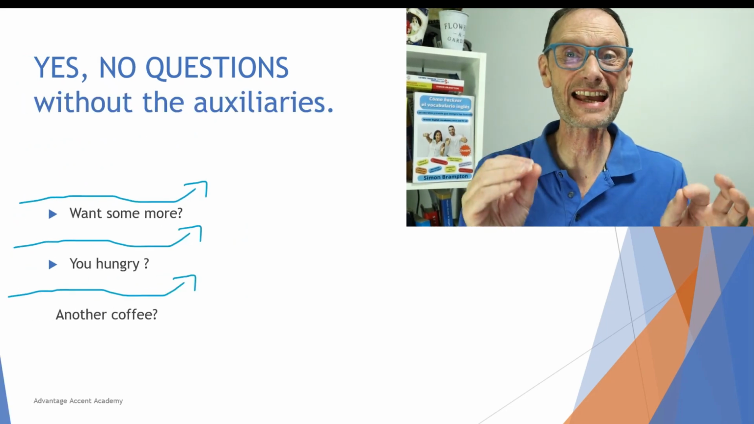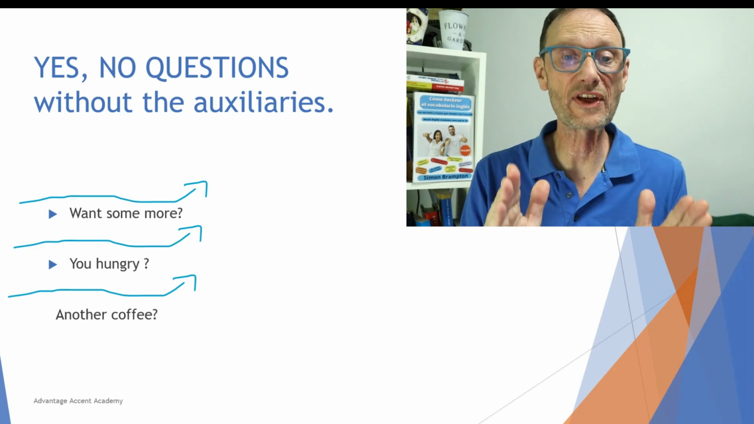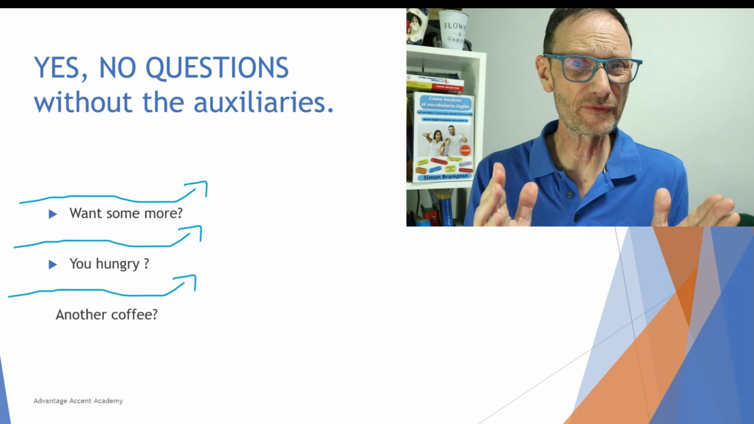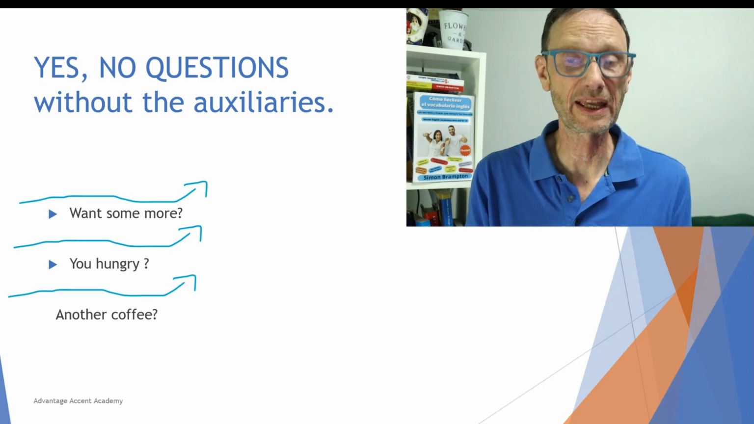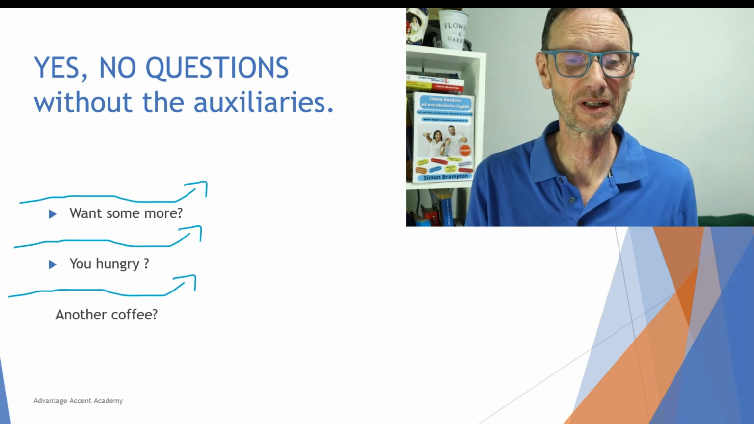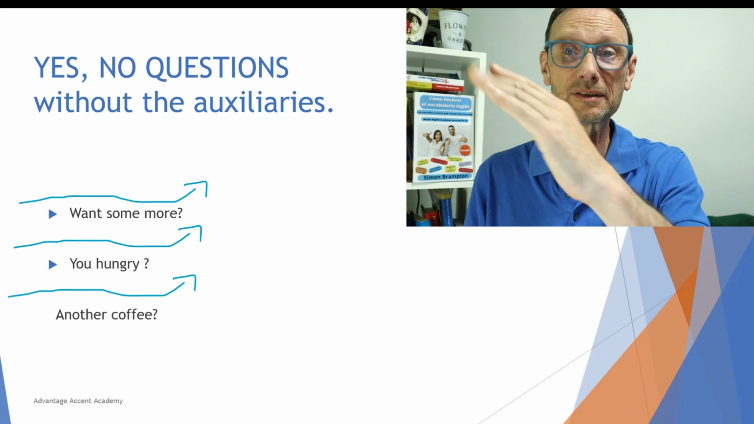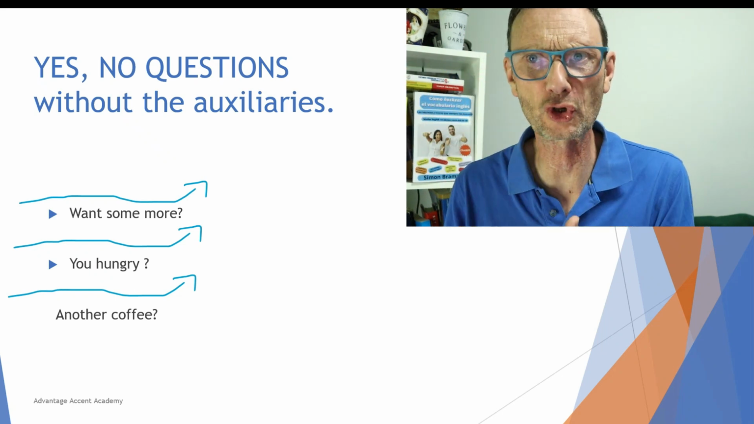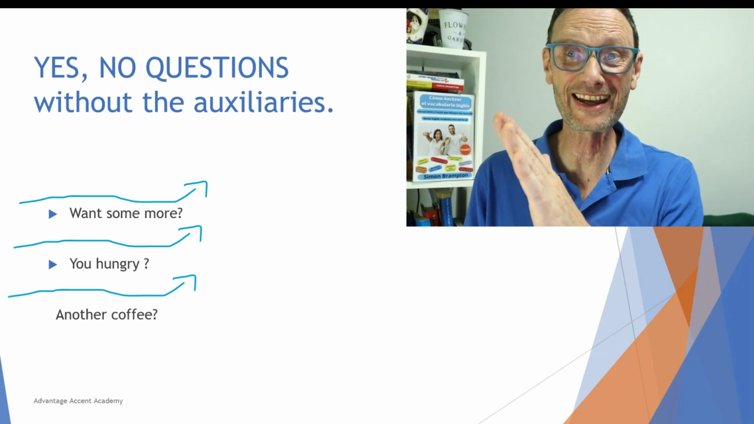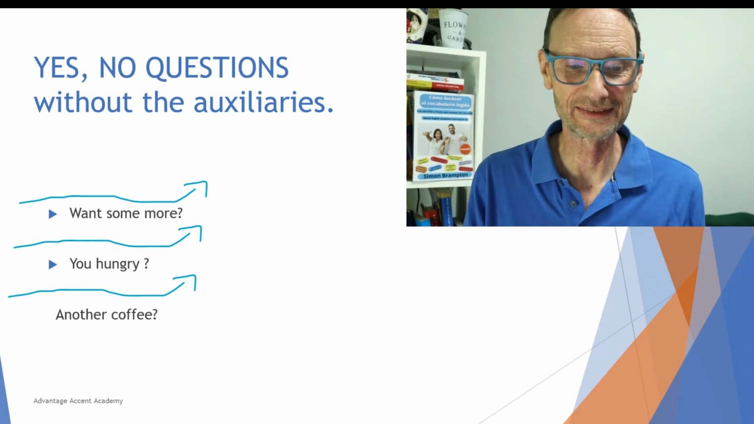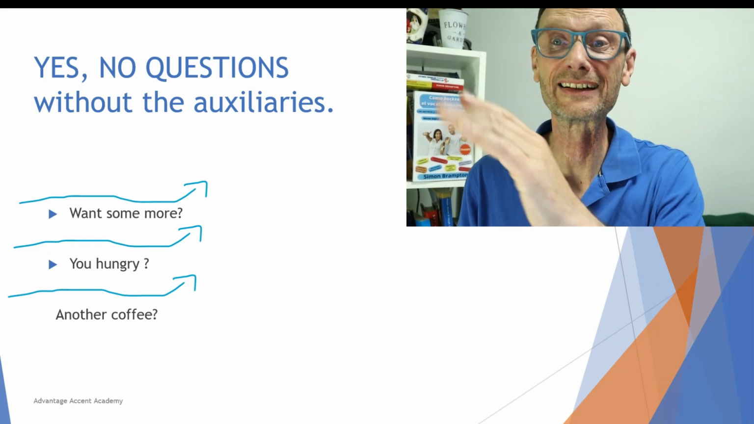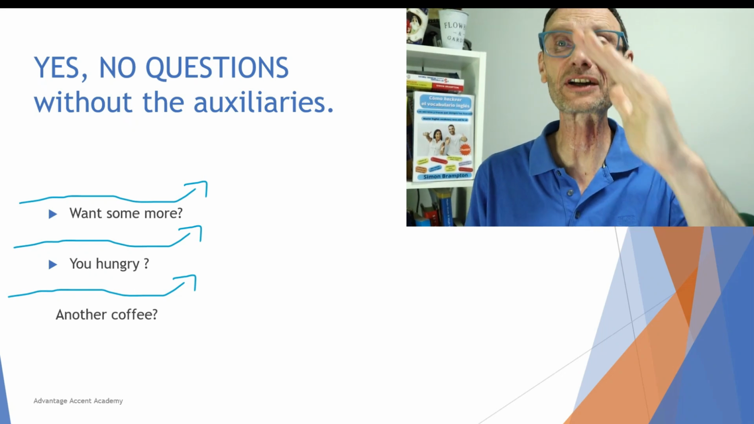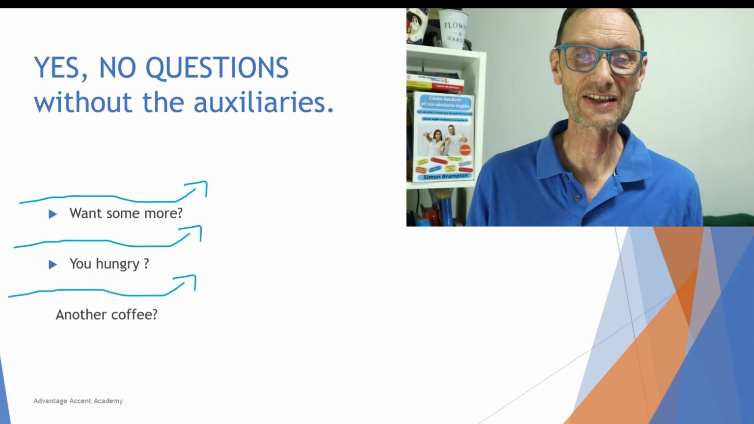Let's look now at yes and no questions without the auxiliaries, which is more informal, but it is correct in informal situations. Want some more? For example, coffee, cake, gin and tonic. You hungry? Another coffee? Or you say, another coffee?